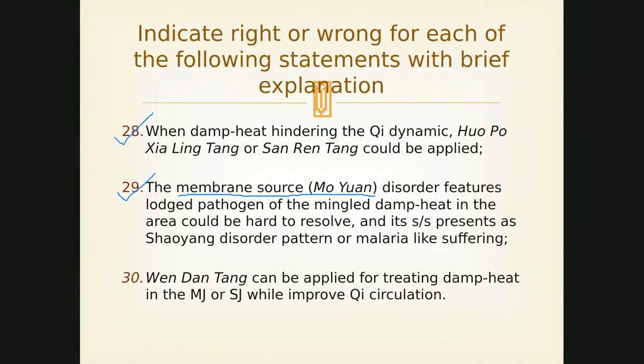Okay, now question 30. Thank you very much, Lucy. Wen Dan Tang can be applied for treating damp heat in the middle jiao or Sanjiao while improving qi circulation. Wen Dan Tang is a modified version of what formula? Er Chen Tang, which can help resolve damp, regulate qi, and also calm the gallbladder and deal with anxiety heat, which is correct.